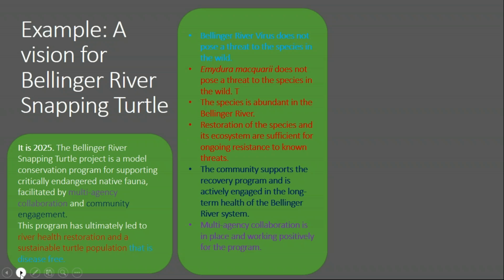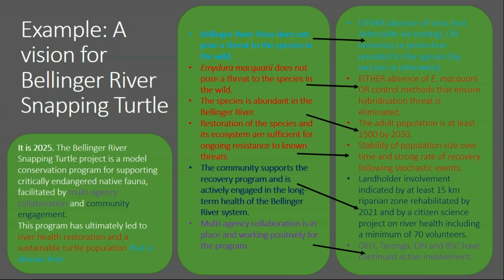So the group went further to defining targets around this so that we could actually know when we'd achieved these definitions of success. For example, species abundance in the river is considered to be at least 1,500 individuals by 2030. We also wanted stability of population size over time, so we don't want ongoing large fluctuations in populations. And we want strong rates of recovery when there are stochastic events. So when storms do hit and a number of turtles die, we want to see them recovering rapidly. So these are things that we can actually monitor and report on from the river that will tell us whether we're moving towards our vision.